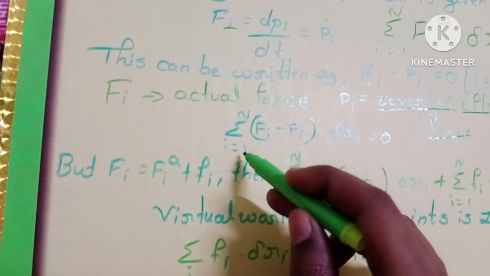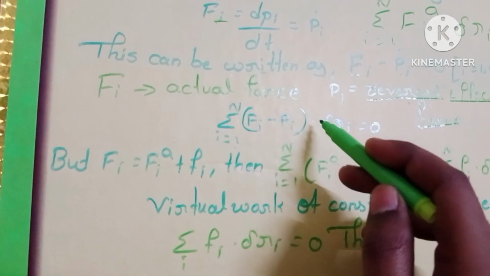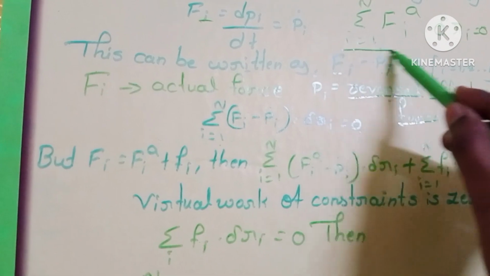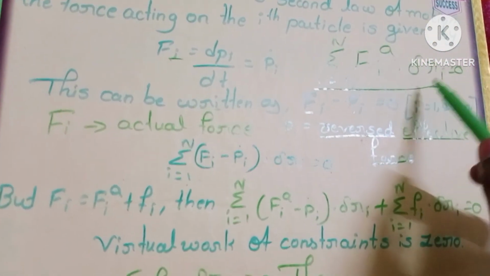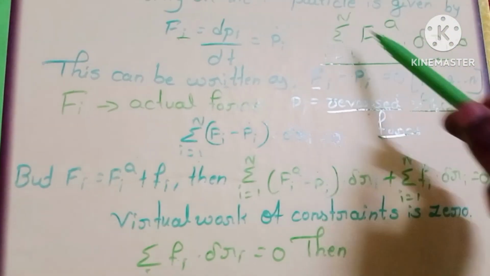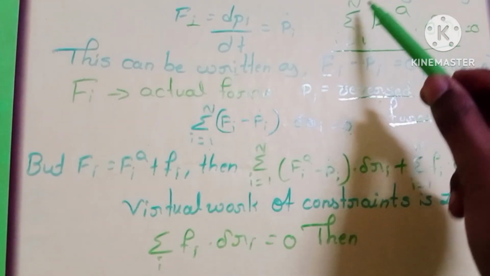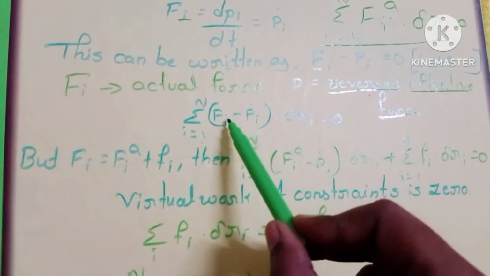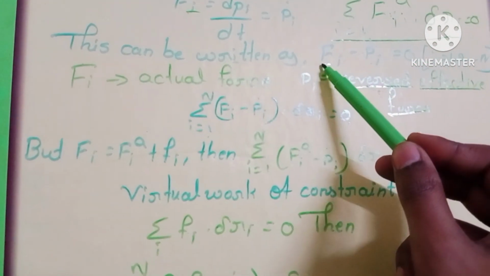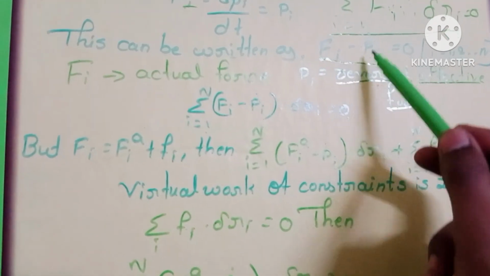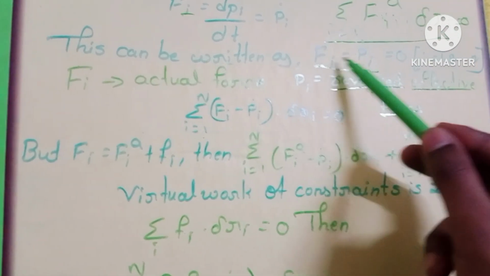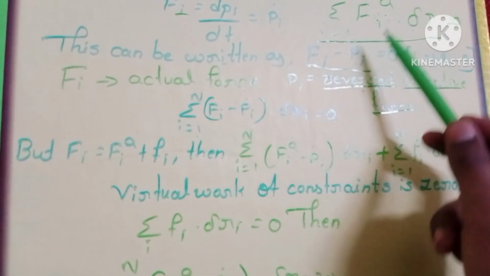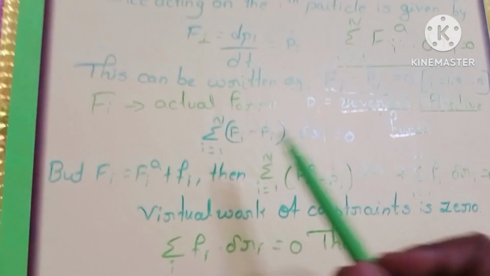Moving further, summation of i equals 1 to n of (Fi minus pi dot) · δri is equal to 0. Earlier we defined virtual work, so we have to use this equation. In it, in place of Fi we substitute Fi minus pi dot, because in D'Alembert's principle we consider the force Fi minus pi dot, that is, the actual force minus the reversed effective force. We take the difference of these two and put it in this equation. I hope this is clear.